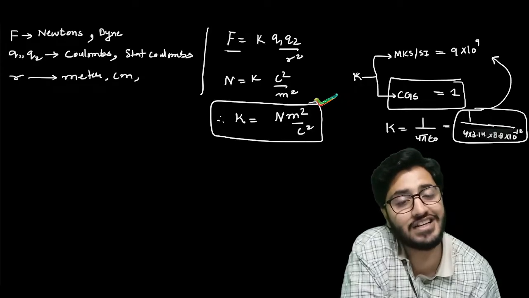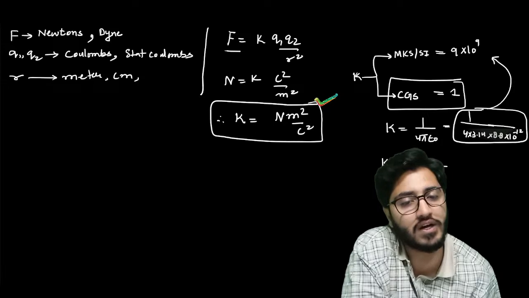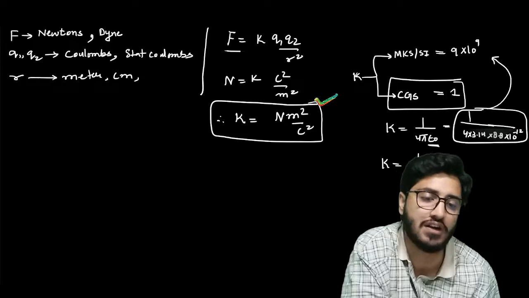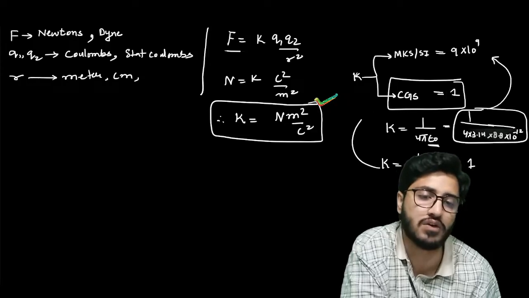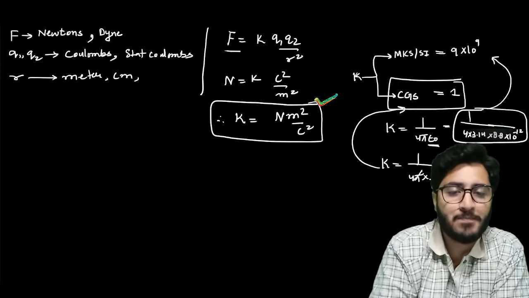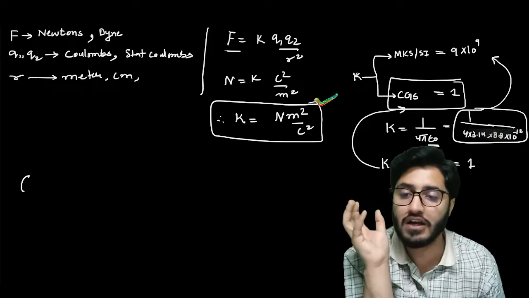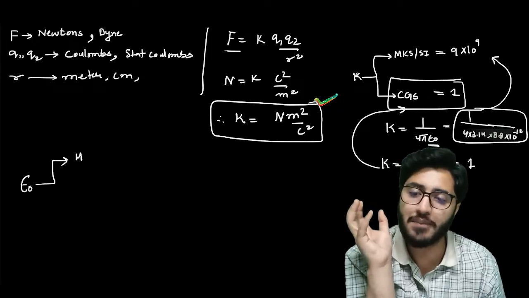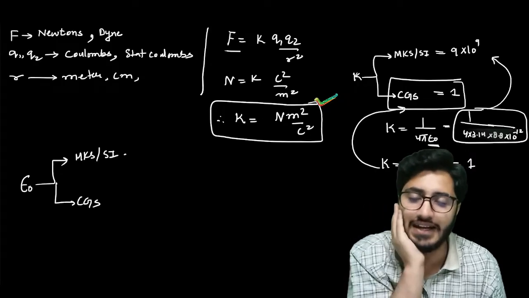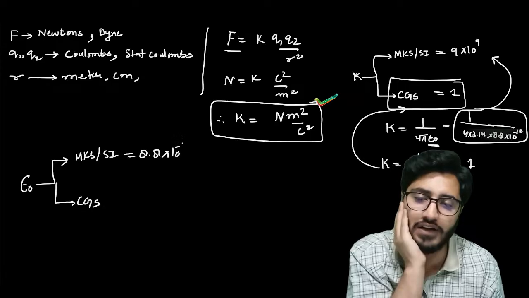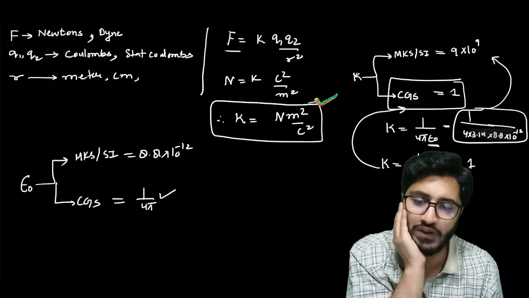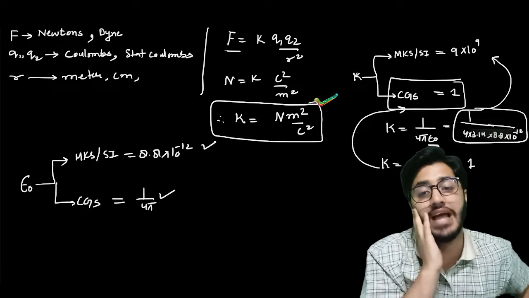But in CGS, I have to place 1 over 4 pi, and epsilon naught is 1 over 4 pi. In CGS, it cuts out, so I will get 1. Look, this is my CGS. Now I will write epsilon naught also, in MKS or SI, and one more in CGS. In MKS, it is 8.8 into 10 to the power minus 12. In CGS, it is 1 over 4 pi. These are the units of your epsilon naught also.